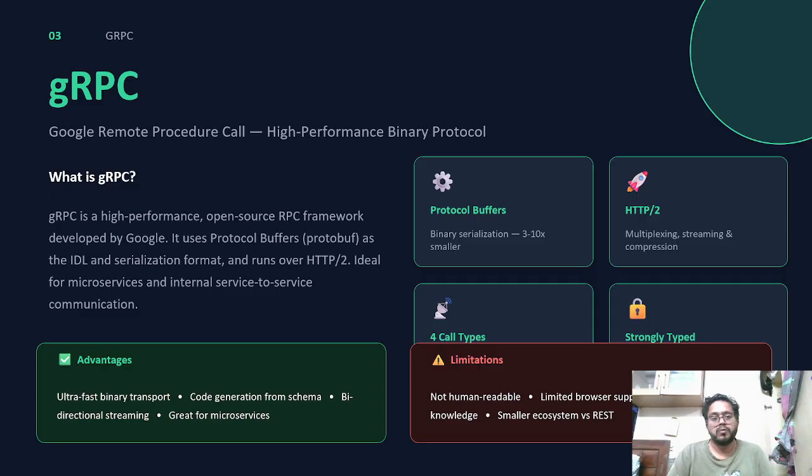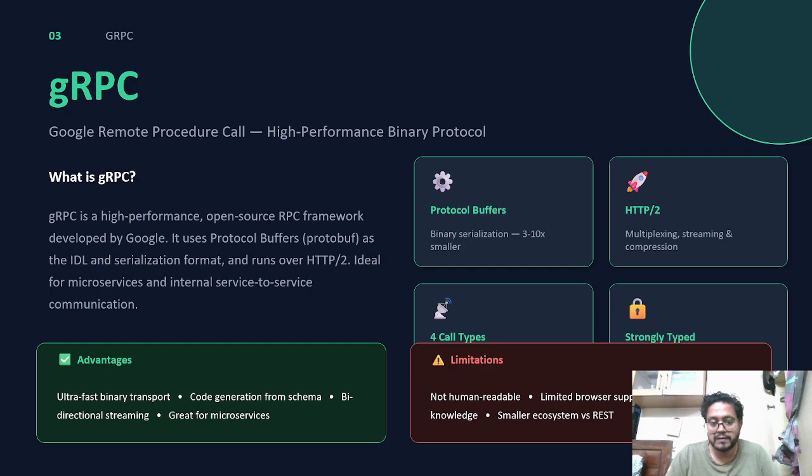gRPC, Google Remote Procedure Call, a high performance binary protocol. It is a high performance open source RPC framework developed by Google, and it uses Protocol Buffers as the IDL and serialization format and runs over HTTP/2, ideal for microservices and internal service-to-service communications. Protocol Buffers binary serialization is 3 to 10x smaller, with multiplexing, streaming and compression, four call types, strongly typed.